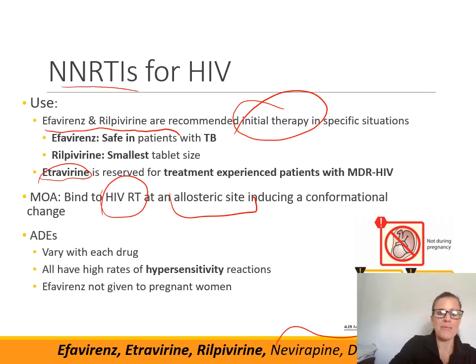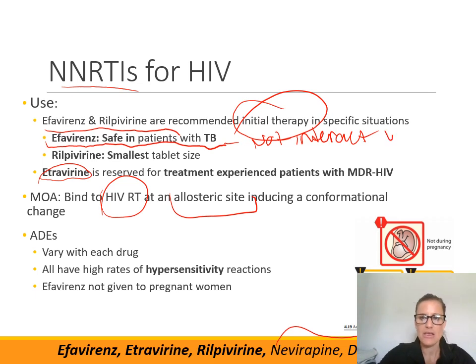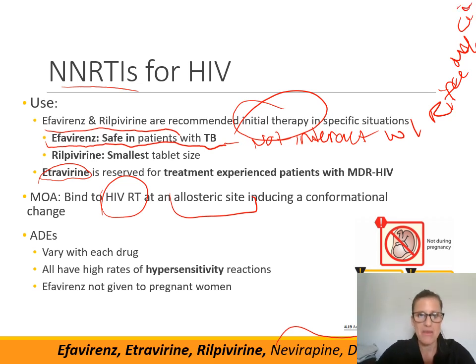Efavirenz is typically recommended as initial therapy in patients with TB, and the reason for that is it does not interact negatively with the rifamycins, like rifampin, which is standard TB treatment. So efavirenz can be given to patients who are also taking tuberculosis therapy.